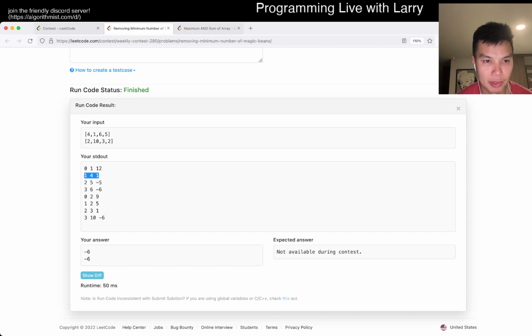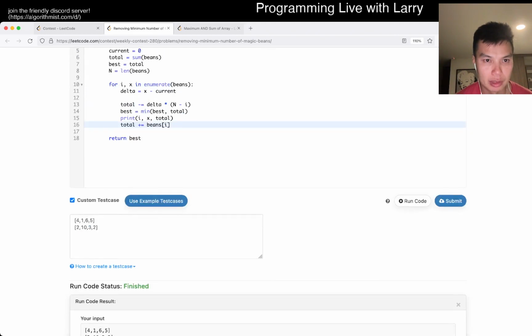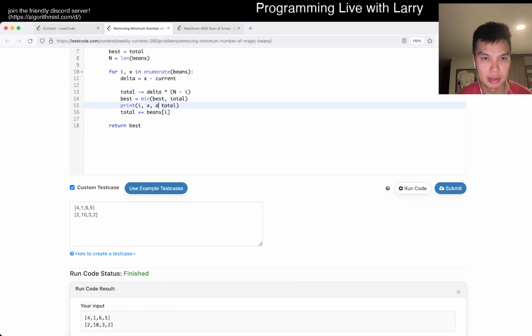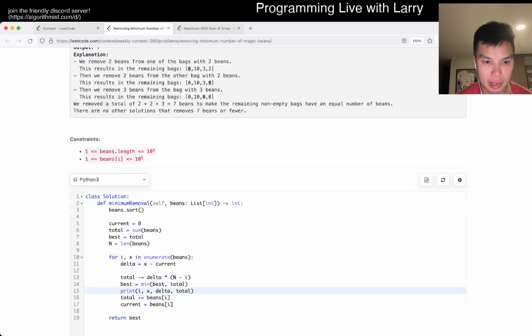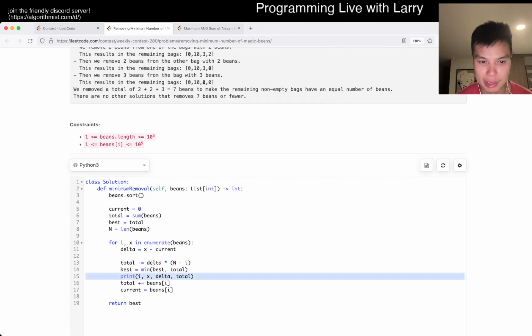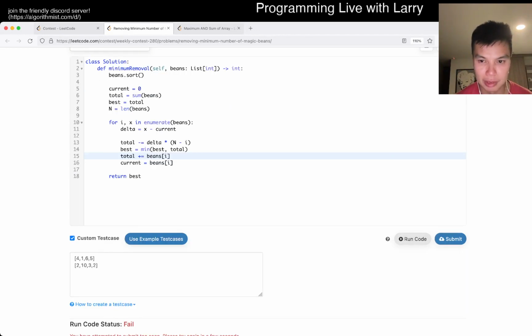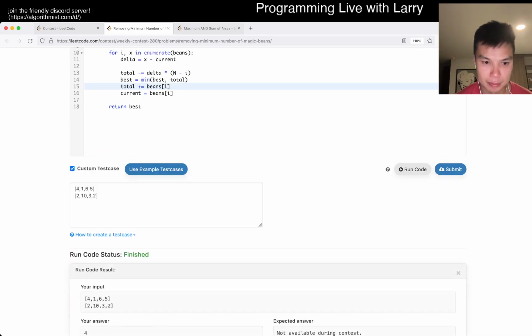What happens moving to 4? Well, the delta is 3, right? Oh, I didn't update current. I am an idiot. Okay, 4 and 7, okay. That looks good. I'm already doing that well, so let's YOLO a little bit.